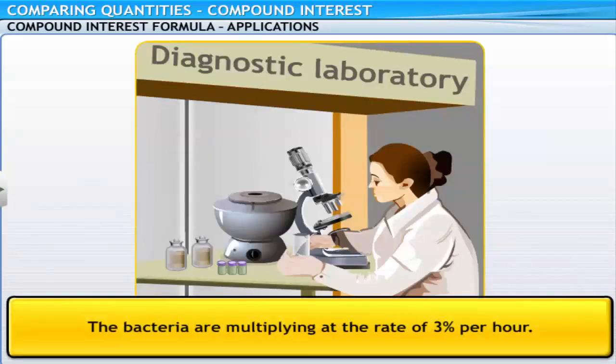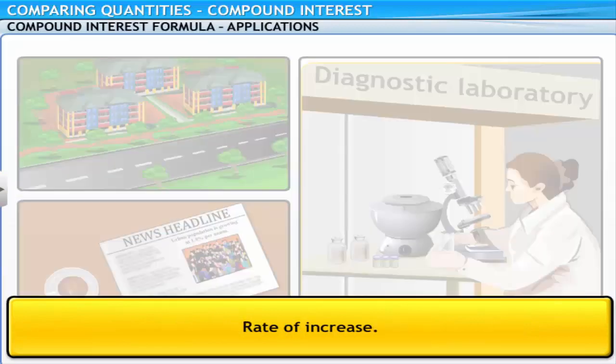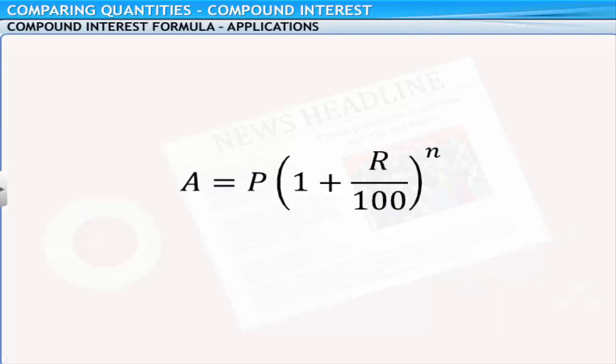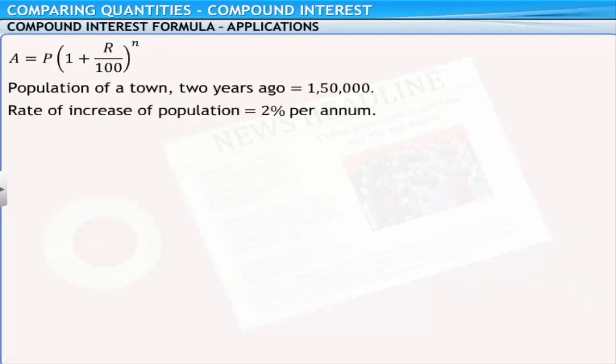Urban population is growing at a rate of 1.5% per annum. The bacteria are multiplying at the rate of 3% per hour. Real estate prices have increased by 10% per annum. What do these statements have in common? Well, all the statements talk about rate of increase or growth. In such situations, compound interest formula can be applied to find the increase or growth. Consider this example. 2 years ago, the population of a town was 150,000. Its population has increased at a rate of 2% per annum.